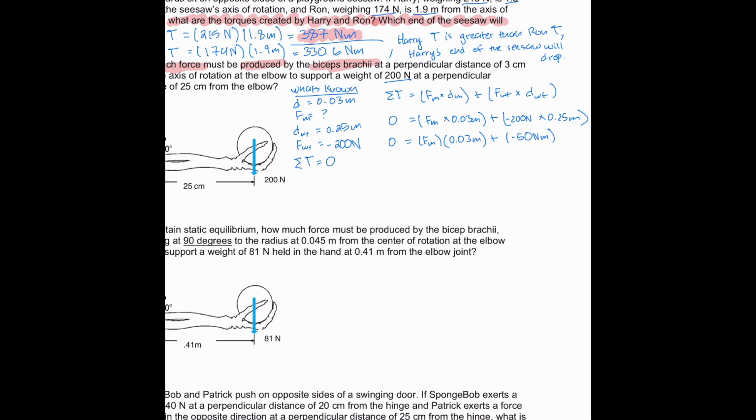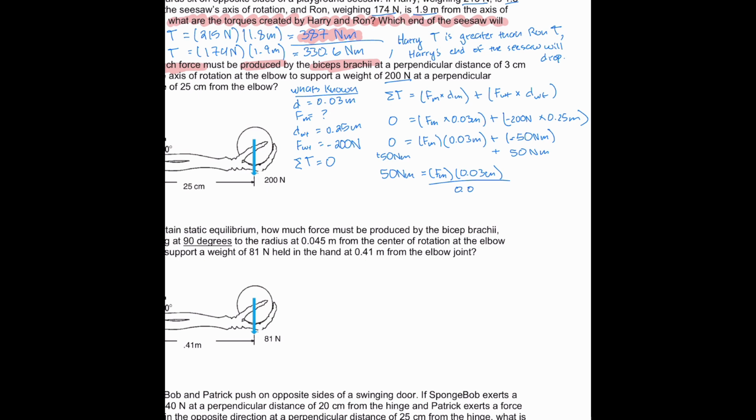Now, since we want to get the force of the muscle by itself, we start by moving everything to the other side. We would basically subtract, or in this instance, actually add 50 newton meters to both sides, since we know that this one is negative. That gives us 50 newton meters equals the force of the muscle times 0.03 meters of the distance. And now we simply divide both sides by 0.03.